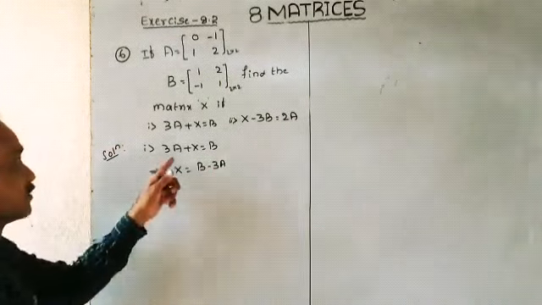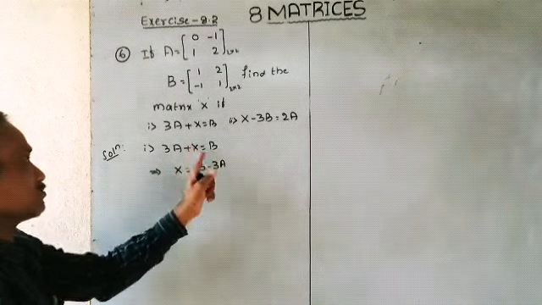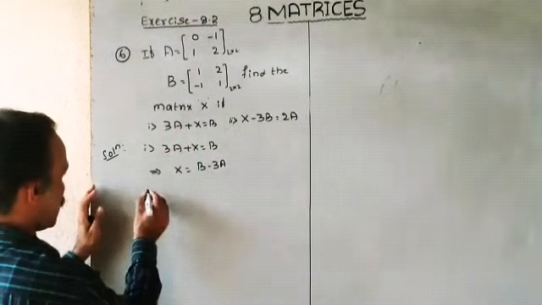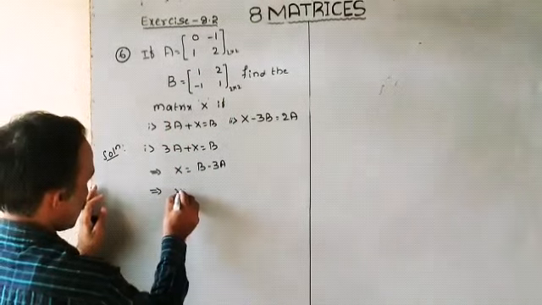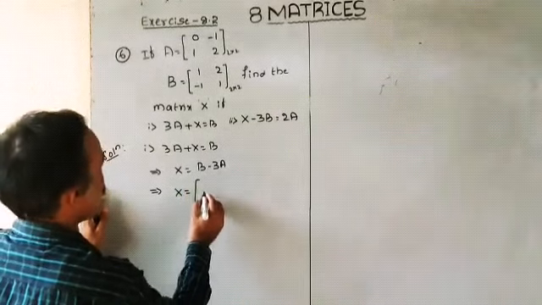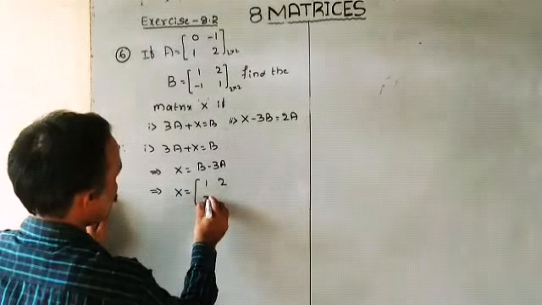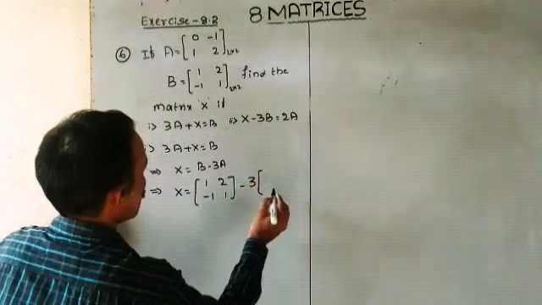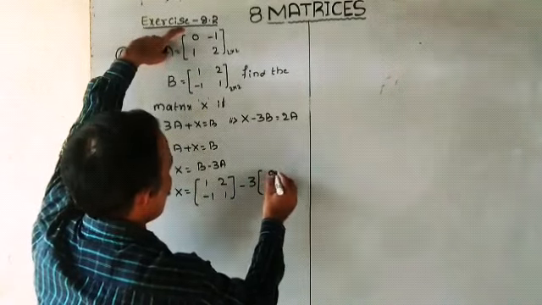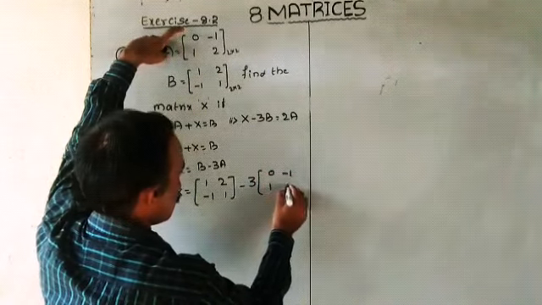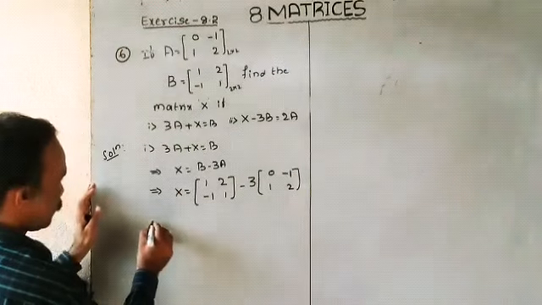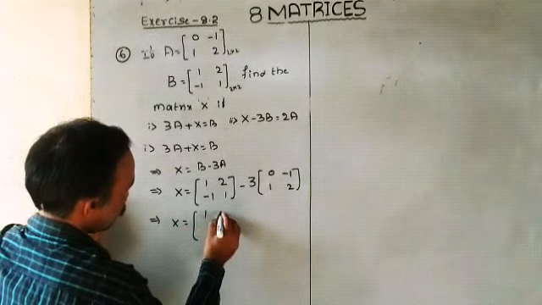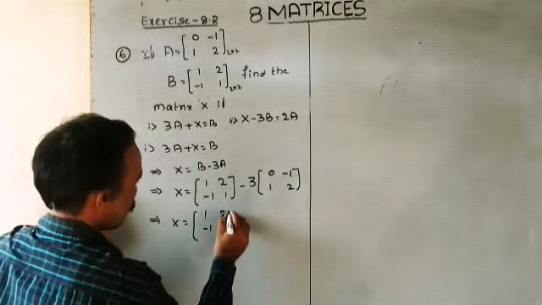That's very important. Don't write 3A minus B, that is wrong, because 3A minus B is equal to minus X. But what we need is X. So X is equal to B minus 3A. So this implies X is equal to B, which is 1, 2, minus 1, 1, minus 3 into A, whose value is 0, minus 1, 1, 2. Therefore, X is equal to 1, 2, minus 1, 1.